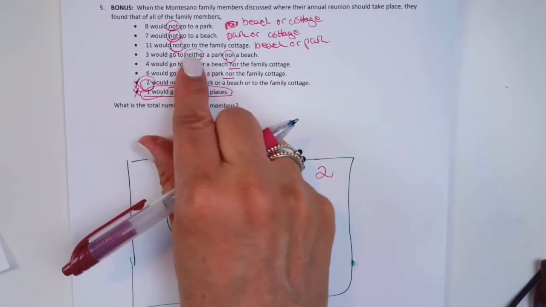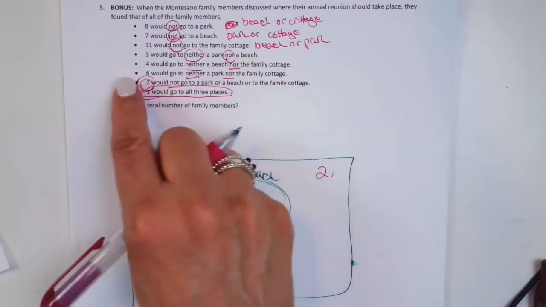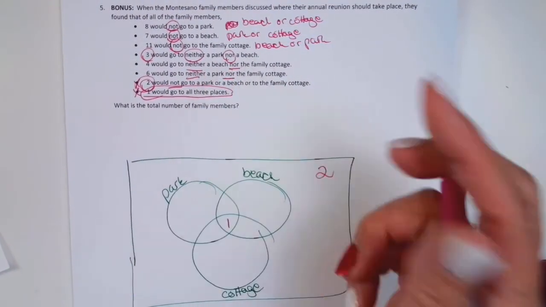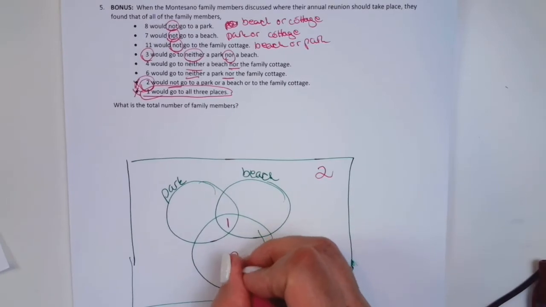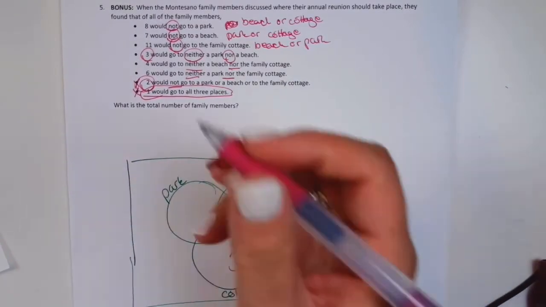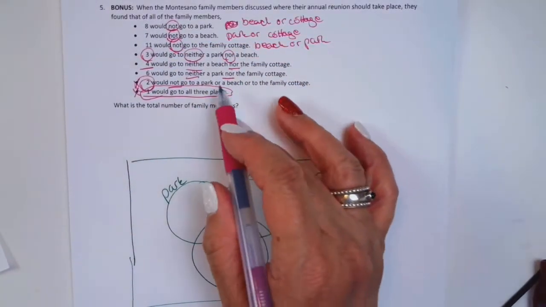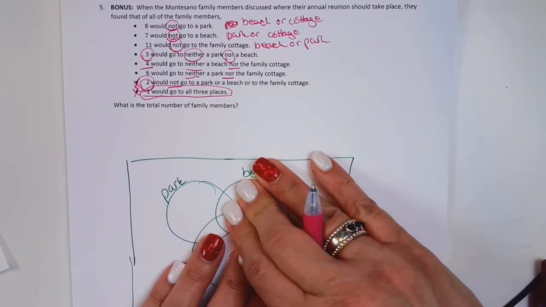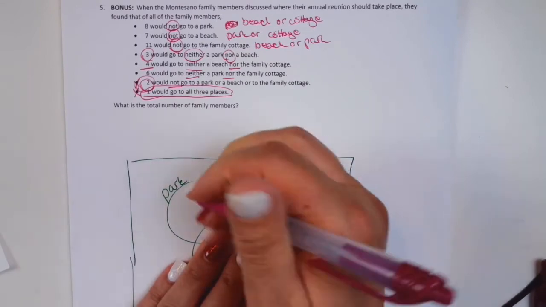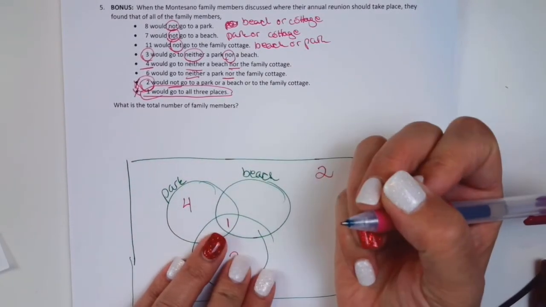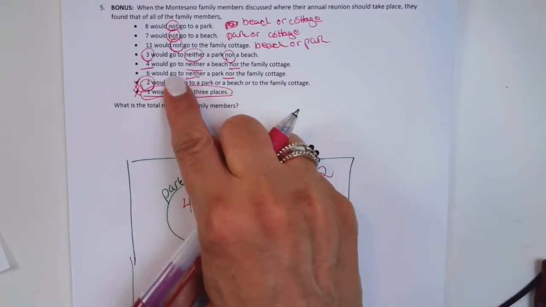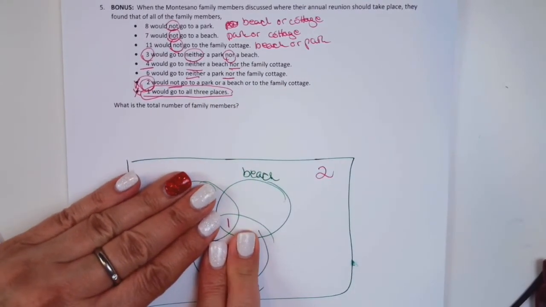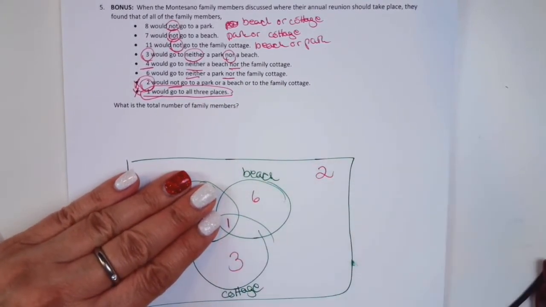3 would go to neither a park nor a beach. So those 3 want to go to that third place, park or beach, which means the cottage. 4 would go to neither a beach nor the family cottage. So neither a beach or a family cottage, meaning that 4 would go to a park. 6 would go to neither a park nor the family cottage. So that would be a beach.